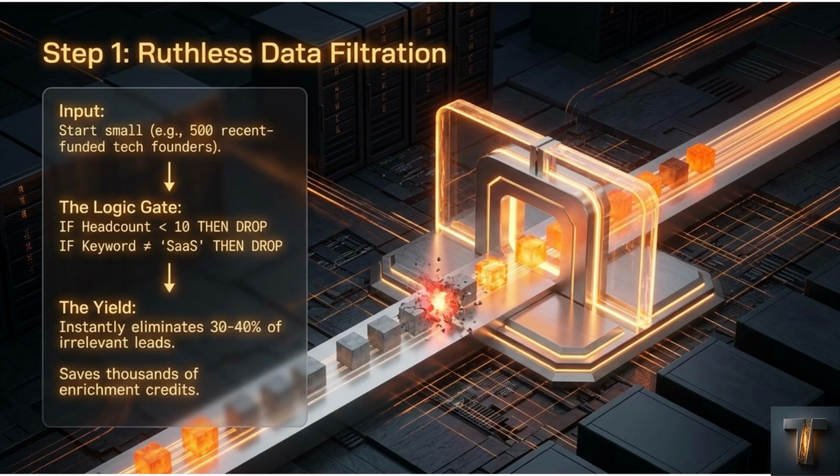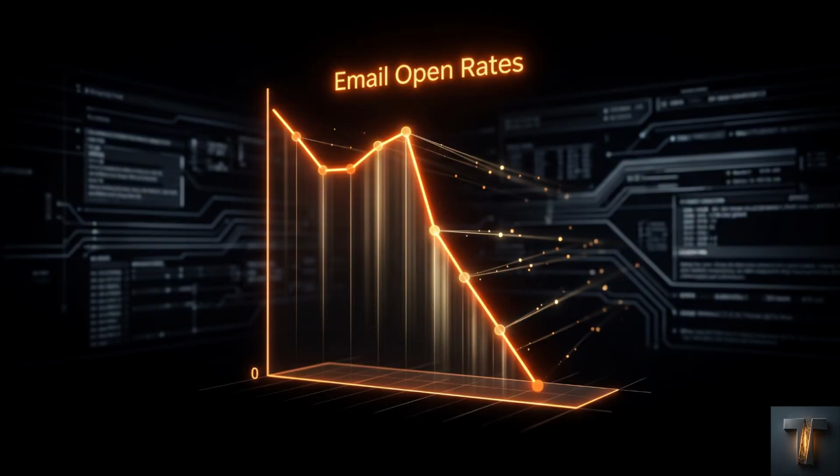Now that we have a clean, highly qualified list, we need to find their direct contact information. This is where Clay completely destroys traditional databases like ZoomInfo or Apollo used on their own. It's called data waterfalling. If you rely on just one data provider, your email find rate usually hovers around 40 to 50%. The rest are outdated or missing. In Clay, we don't settle for that.